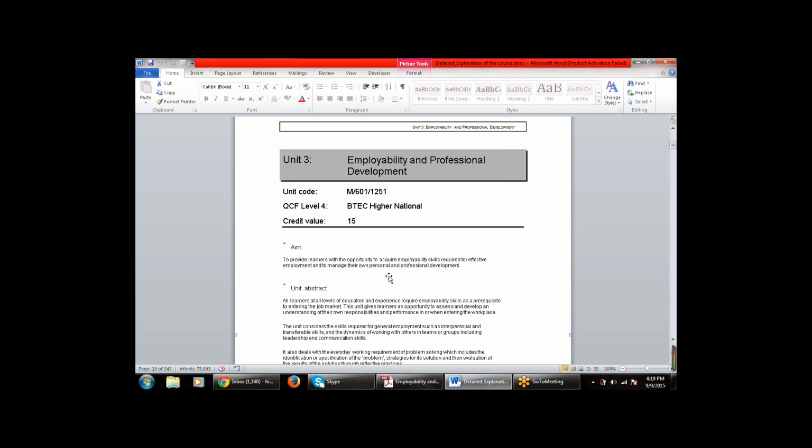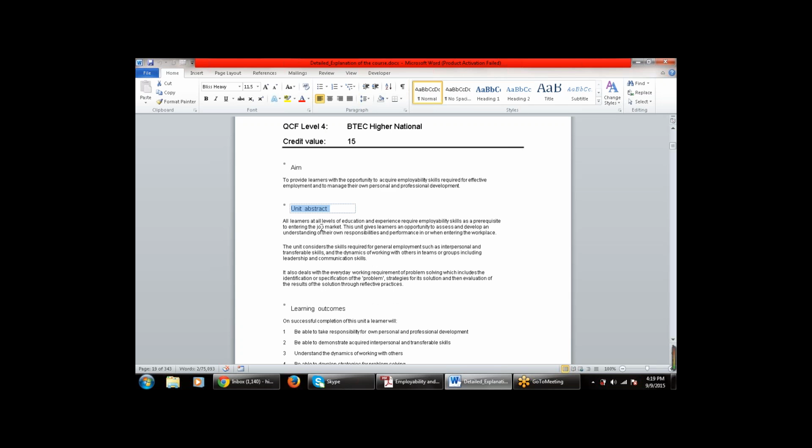That is, how to manage their personal affairs, their personal requirements and professional development. That is how to manage the person in professional and personal development. And this is the unit aspect: how learners of employability and professional development use the employability skills as a prerequisite to enter the job market. And the unit considers the skills required for the various concepts used in dynamic environments.